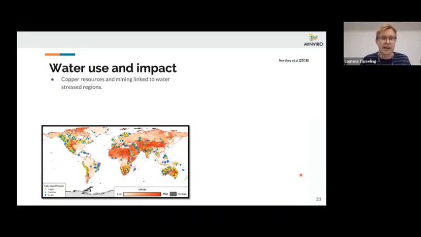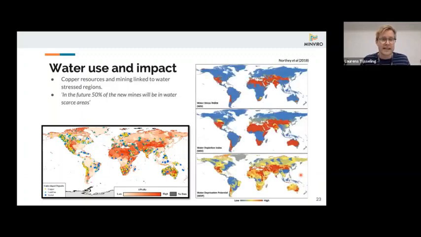Copper resources and mining are often linked to water-stressed regions. For example, of course, in Chile, but also in South America, this is very relevant, and in Australia, it's difficult to get the right water resources for your project. And this isn't just happening to one mine, it's happening to all the mining companies, no matter what their scale is. And actually this morning, I was listening to a webinar from Autotech, and they mentioned that in the future, 50% of the new mines will be in water scarce areas.